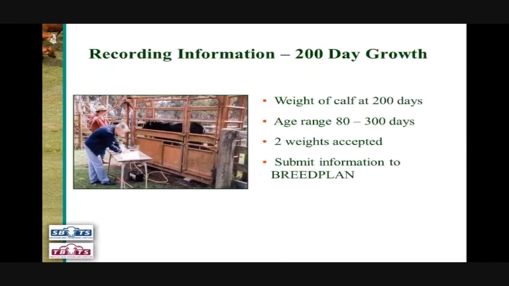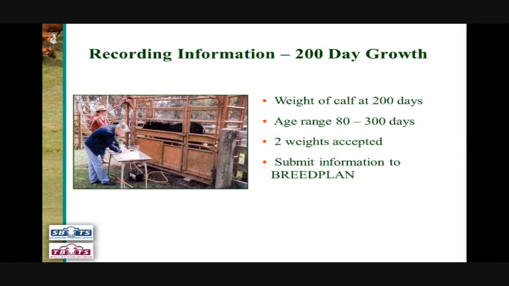The 200-day Growth EBVs calculated by Breedplan are based off live weights of calves as recorded by seed stock producers when calves are at or around 200 days of age. While ideally calves will be weighed when they are close to this 200 days of age, any weights taken between 80 to 300 days of age will potentially be included in the calculation of the 200-day Growth EBV.